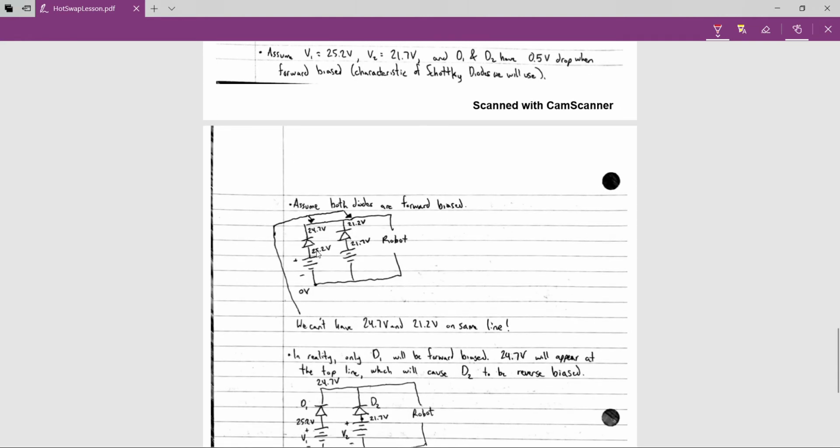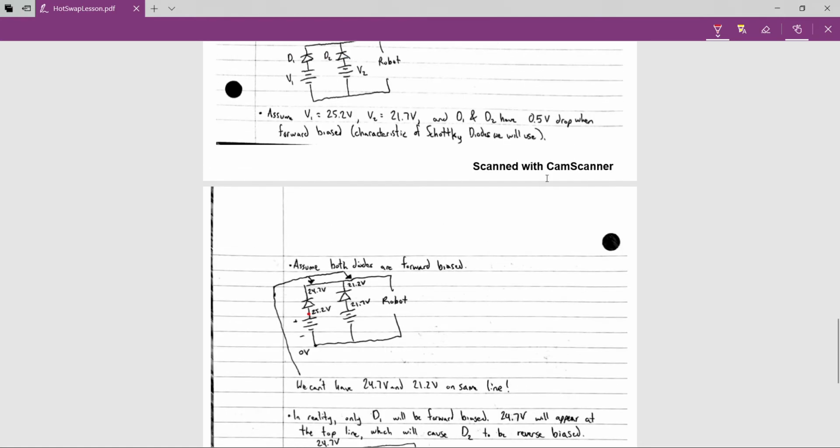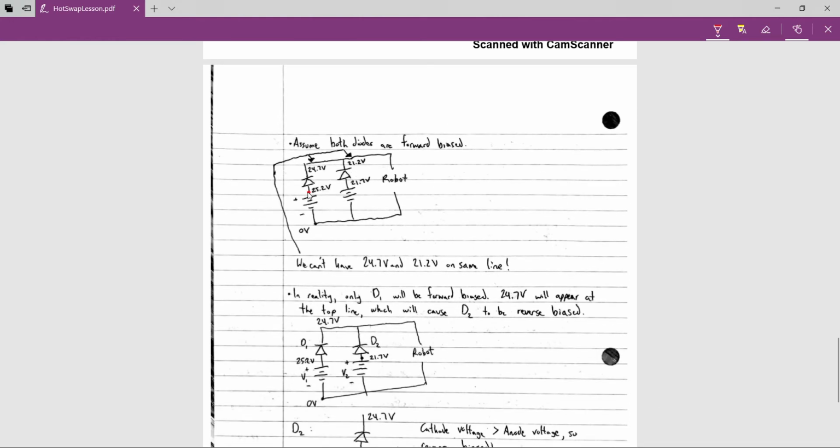If I have 25.2 volts across this battery right here, then that means if this diode is forward biased, I will have, we'll say, a 0.7 volt drop. So 25.2 minus 0.7. Oh, I didn't use, okay, I used 0.5 for this example. Like I said, it's different for different diodes. So we'll say I have a 0.5 voltage drop across these diodes. So that would leave me with 24.7 volts up here. And same for this battery, except 21.7 volts at this point minus 0.5 is going to give me 21.2 volts. As I mentioned before, you can't have two different voltages on the same wire, theoretically, right?